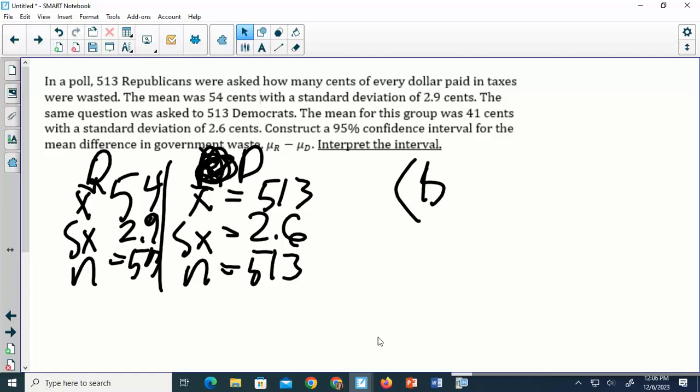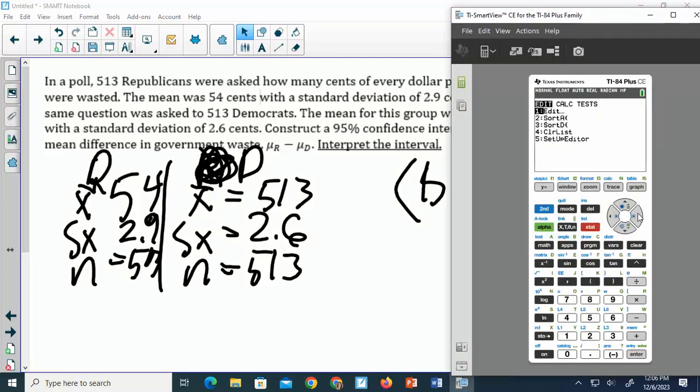I'm going to go ahead and just pull this up here. Okay. So stats, test, we have two different groups. Is there any way that this is matched pairs data? No. I did not tell you that they were matched up in any way. We have the stats: mean of the first group, 54, standard deviation, 2.9, number, 513, mean of the second, 41, standard deviation of the second, 2.6, number of the second, also 513.